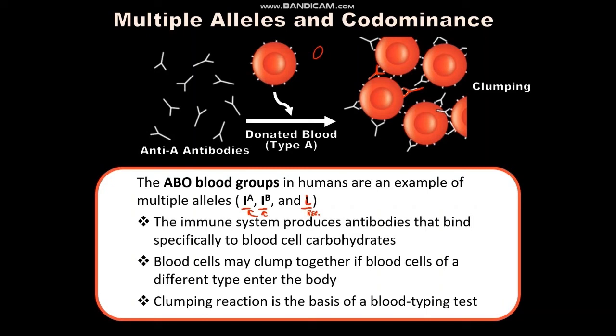Now, since we have two different dominant alleles, we say that they are co-dominant. And in fact, if you have both of these alleles, you express both kinds of blood group. You have both kinds of antigens. So they don't just dominate, they co-dominate in this case. Let's take a look at this in a little bit more detail.